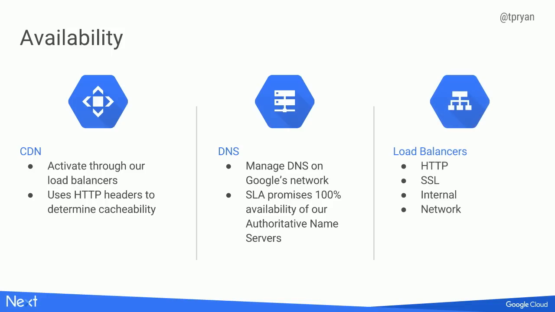And then finally, our load balancers. A lot of people talk about load balancers in terms of L4 versus L7. We don't. We talk about HTTP and SSL load balancers, which do what you'd imagine they do. Internal is for load balancing traffic that would not leave our network. So a lot of times people want load balancing of internal services. We can now do that. And then finally, network load balancing is for balancing more than just HTTP traffic.